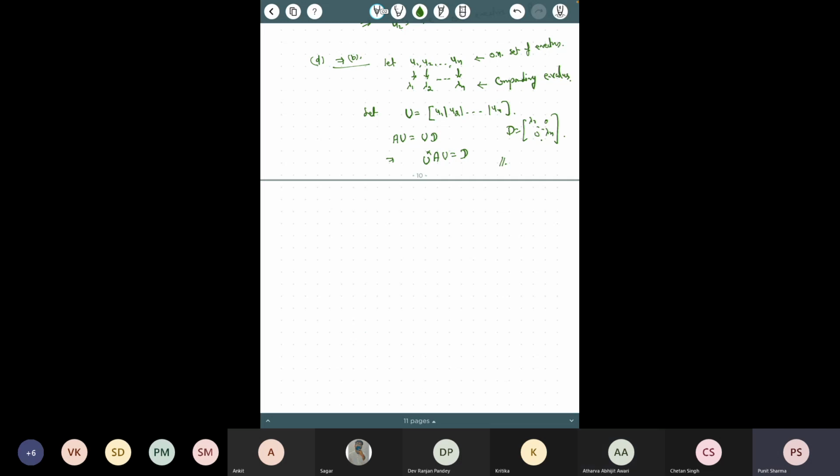Sir, if we have a family of normal matrices which also commute, then we can say that they are simultaneously diagonalizable. Right, exactly. So if we have a commuting family of complex normal matrices, then this is simultaneously diagonalizable.